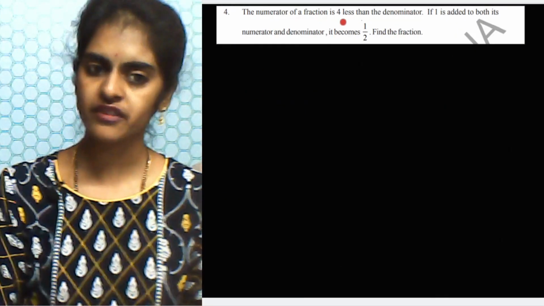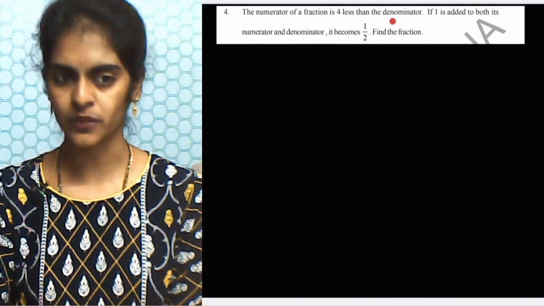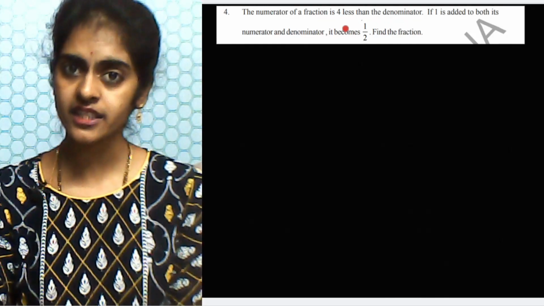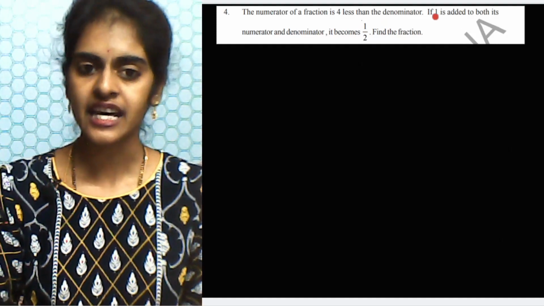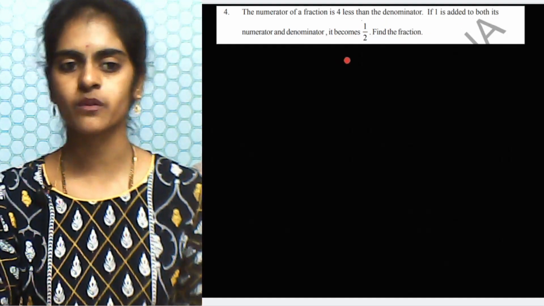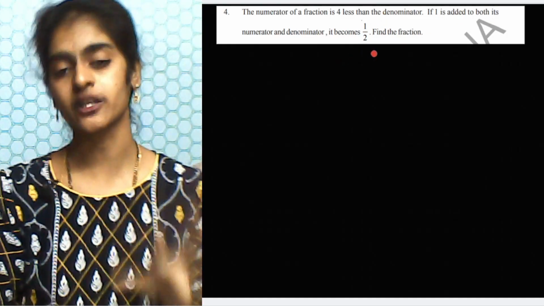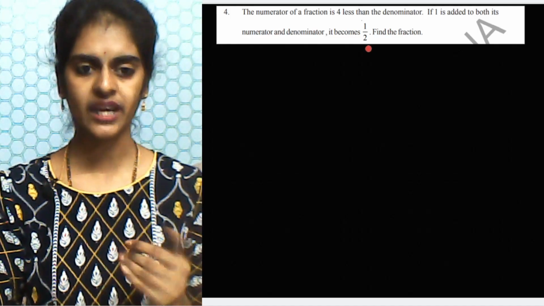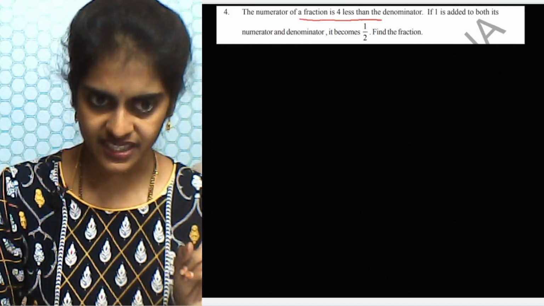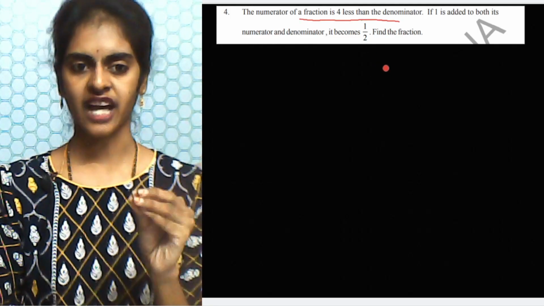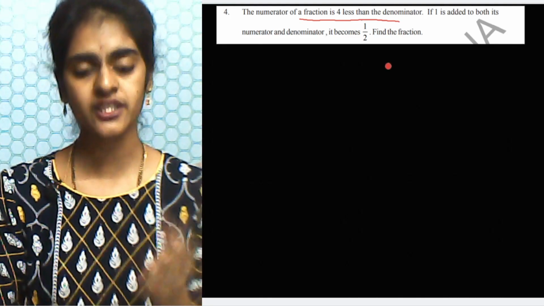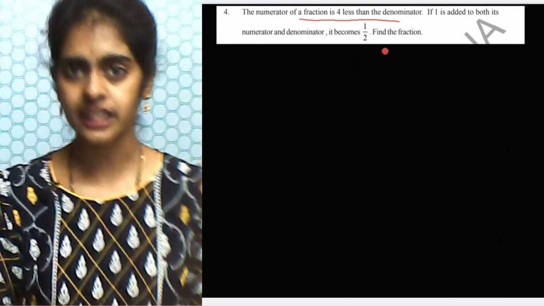The numerator of a fraction is 4 less than the denominator. If 1 is added to both its numerator and denominator, it becomes 1 by 2. You have to find the fraction. Okay, so just see the first sentence. Numerator of a fraction is 4 less than denominator. That means numerator is compared with denominator.